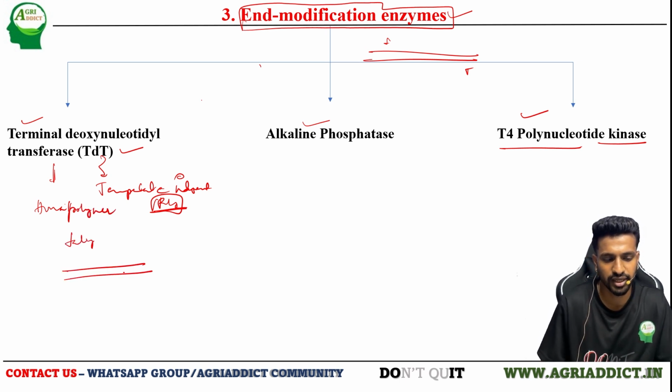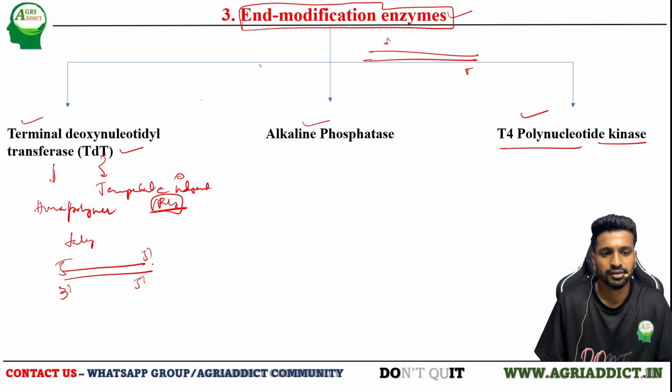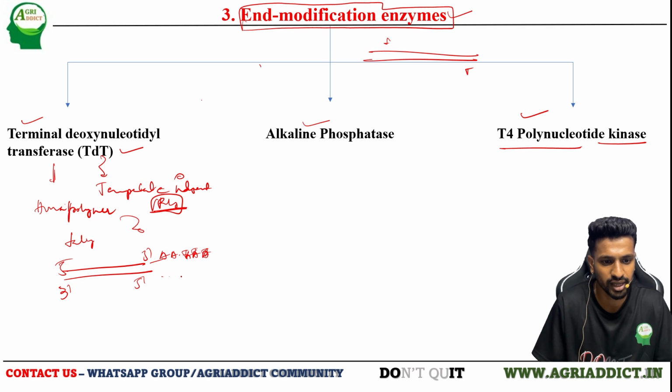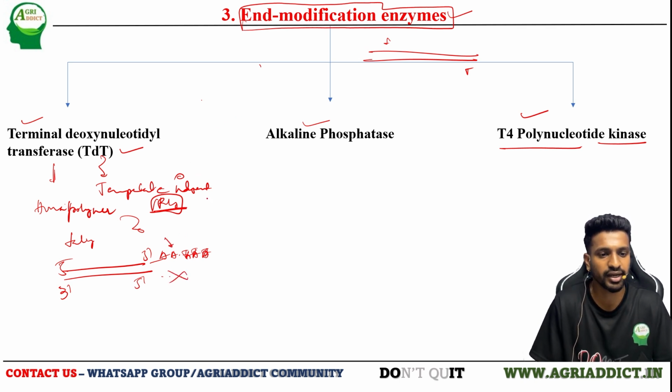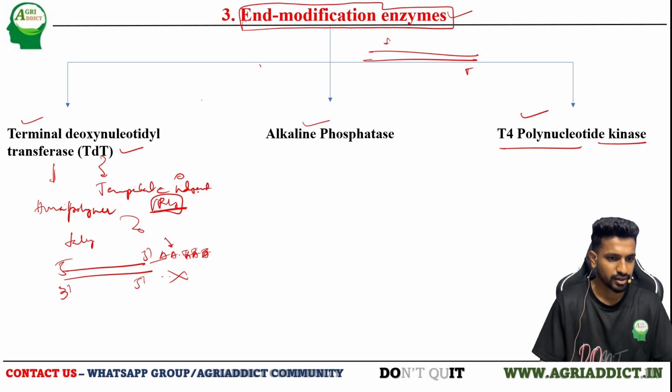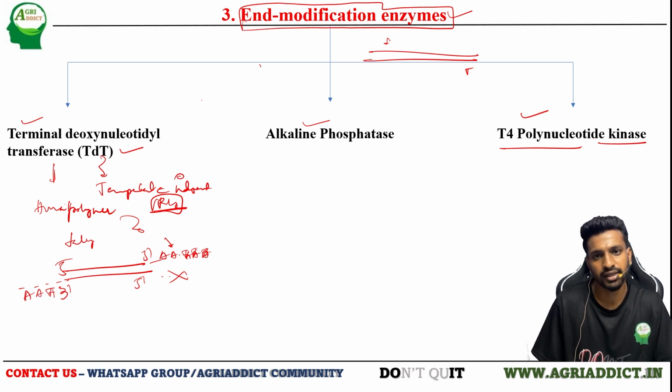If this is a stretch of DNA, 5 prime to 3 prime and 3 prime to 5 prime, this will add a homopolymer, like a single type of nucleotide, either A, T, C or G, to the 3 prime end with the help of this enzyme. Without having any template, it will still add the nucleotide sequence. That is why this is template independent, and this is at both the ends. Like at the 3' end, it will add a single type of nucleotide. Okay, so this is TdT.